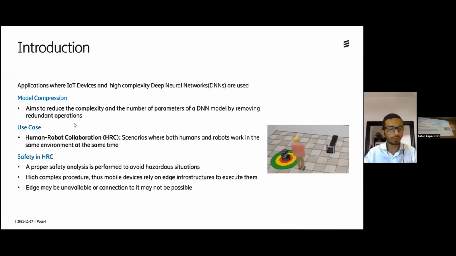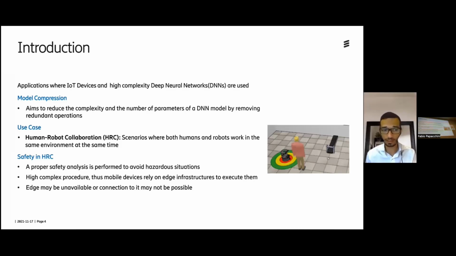And the use case that we use in our study, we can see in the screenshot on the right, was a human-robot collaboration scenario. Human-robot collaboration scenarios are scenarios where both humans and robots work in the same environment at the same time. And due to this collaboration, as they share the same workspace, a proper safety analysis is necessary and is performed by the robots to avoid any hazardous situations, for example, colliding with the human or with static obstacles.